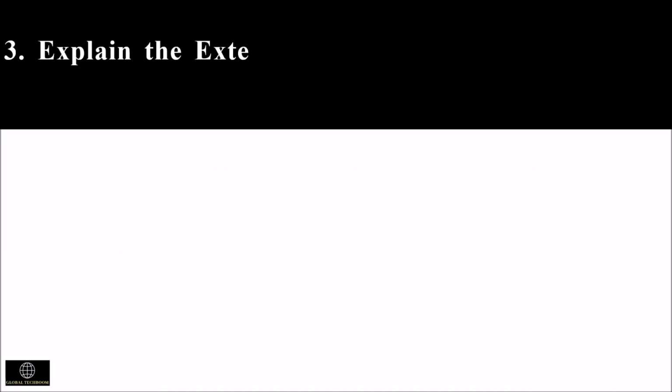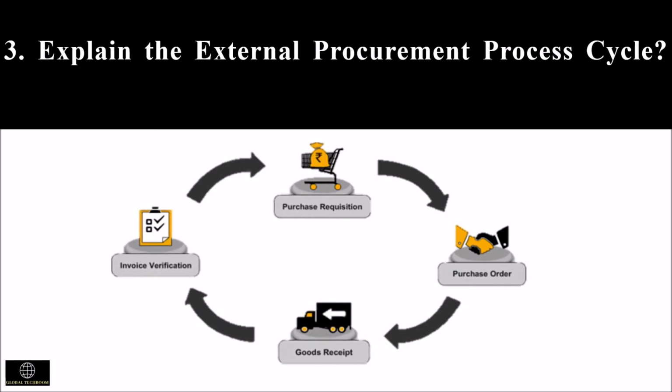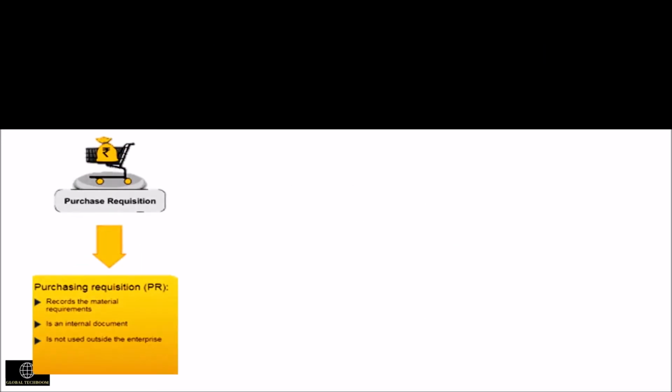Explain the external procurement process cycle. A basic procurement process includes 4 stages: purchase requisition, purchase order, goods receipt, and invoice verification. Purchase requisition. It records the material requirements. It is an internal document and is not used outside the enterprise.